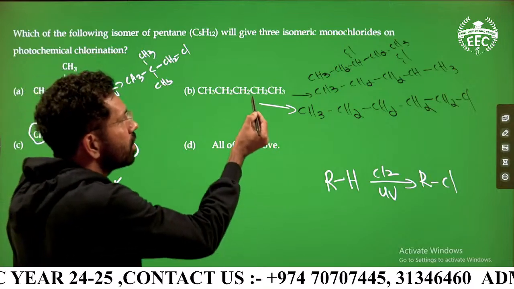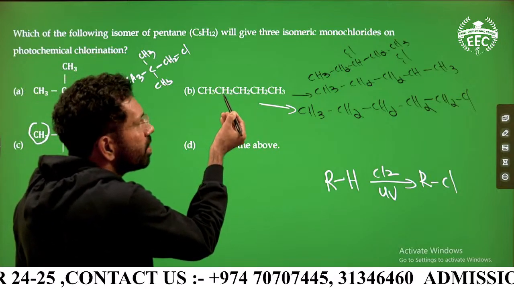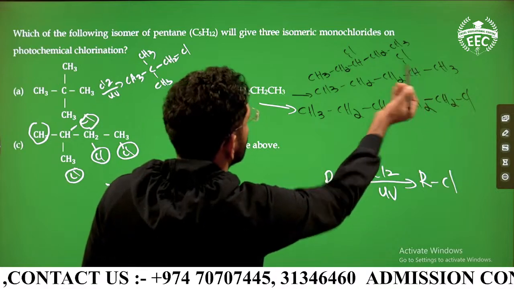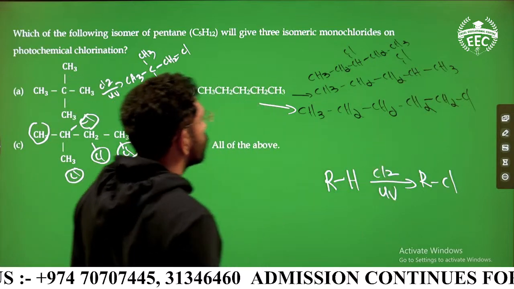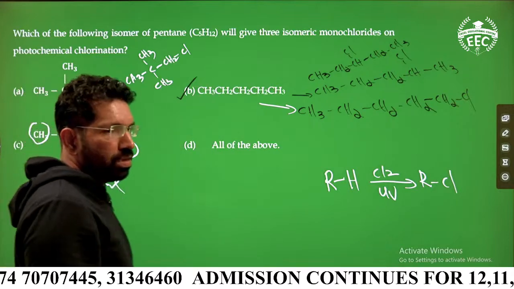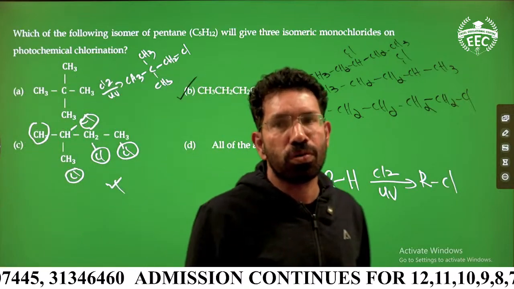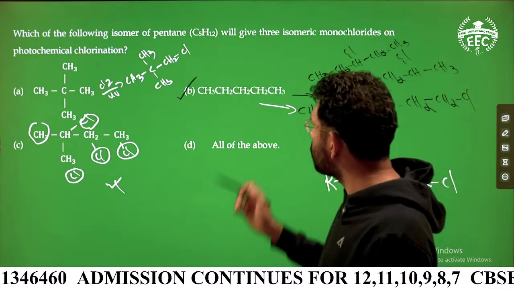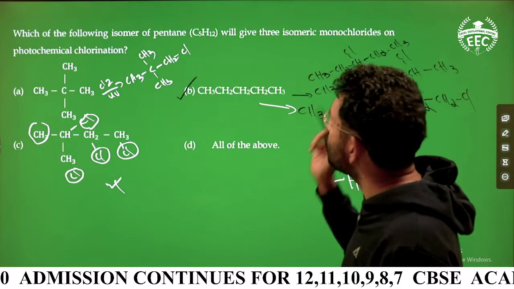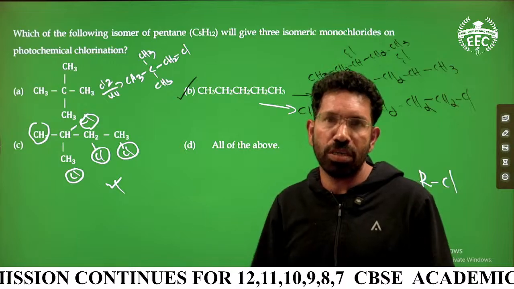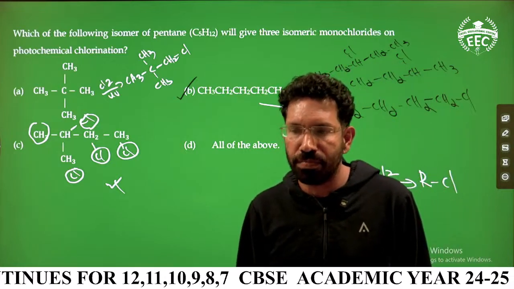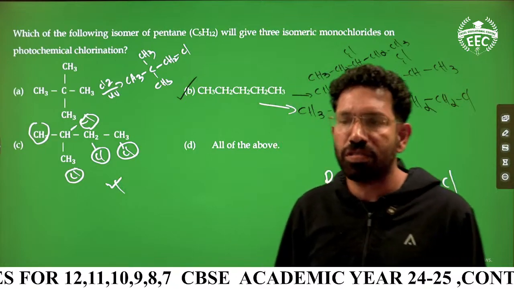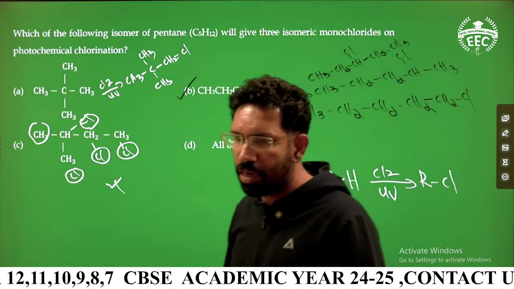Whenever we replace this hydrogen, that will be a repetition of this one. So option B will give 3 isomeric monochloro products. Okay, remember that. Option B is giving 3 isomeric monochloro products upon chlorination. Got it? So all of you got it? I hope so. Is it okay? I can move to the next question, right? Any doubt?